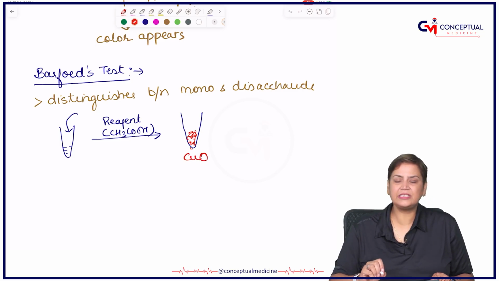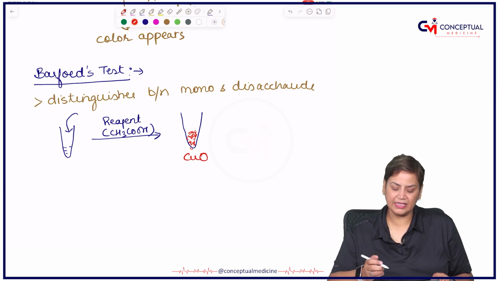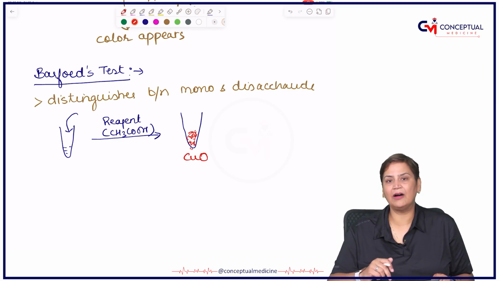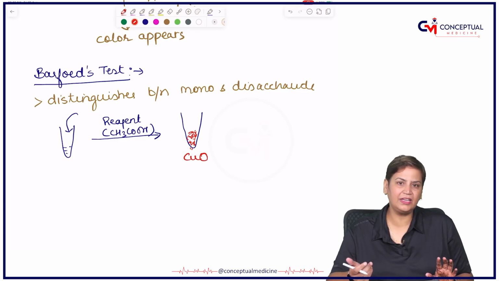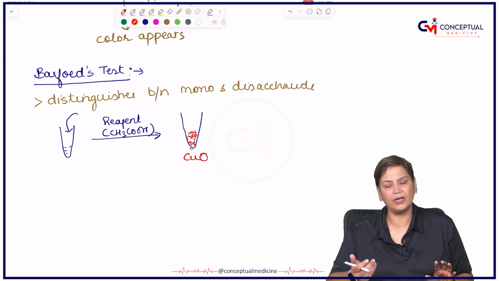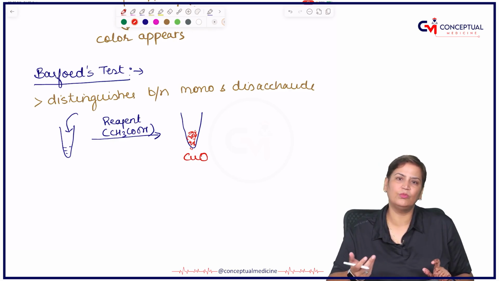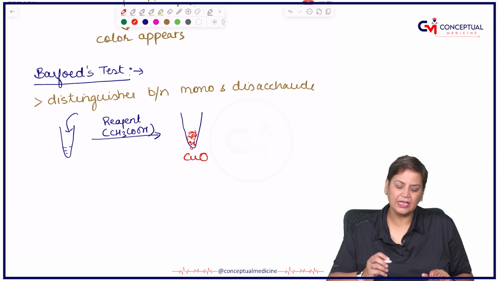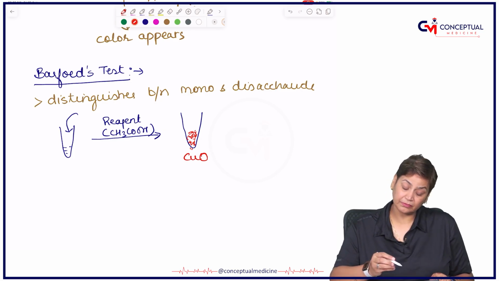So if red precipitates appear immediately, we can say the sample is a monosaccharide. But if precipitation is there after heating, because what will happen when we heat a solution, the bonds will be broken and disaccharides will be broken into monosaccharides. So automatically they are going to give the same color. So this is Barfoed's test.